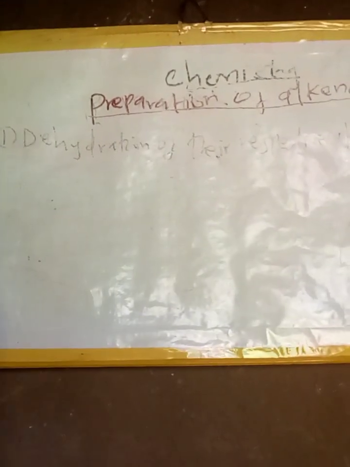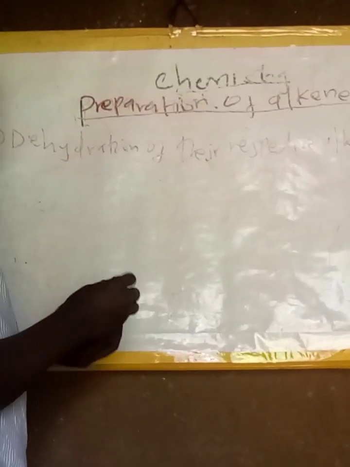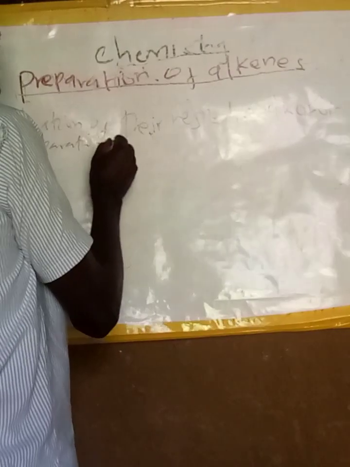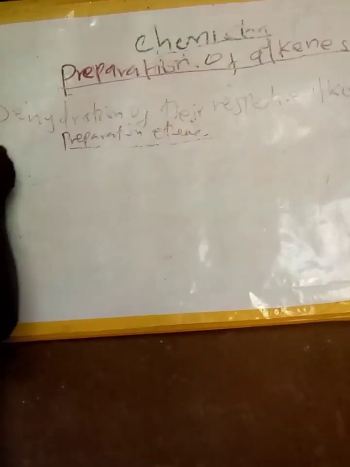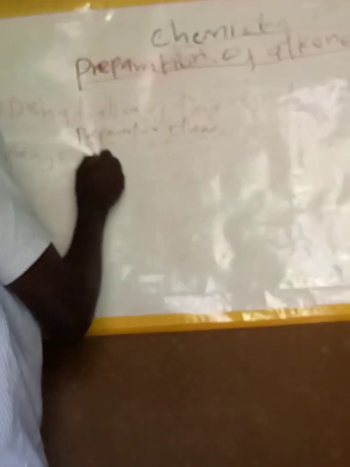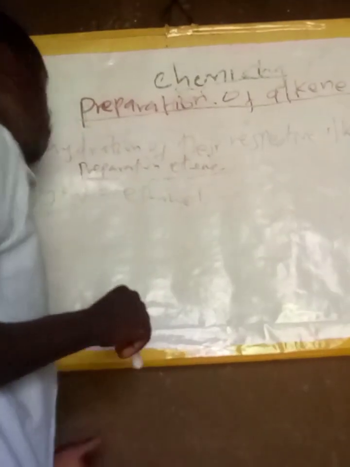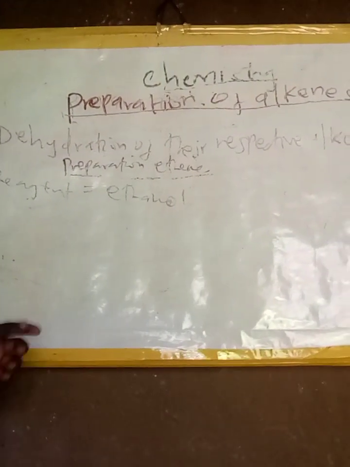For example, when you want to prepare ethene, which alkanol are we going to use? Preparation of ethene. So we are going to use ethanol. So the alkanol here is ethanol. When you want to prepare propene, you use dehydration of propanol. When you want to prepare pentene, dehydration of pentanol. This one is simple, and there is a diagram that we need to draw for you. I explain so that you can understand.